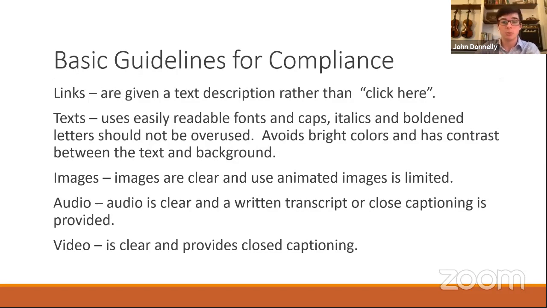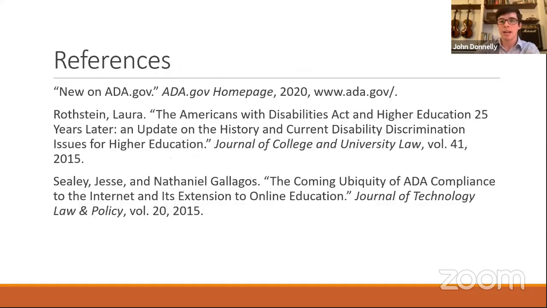And then you also want to make sure that audio is clear, and hopefully you can all hear me well. You also want to have a written transcript after the class, or closed captioning during the class, so that a student with a hearing impairment can fully get engaged in the class like any other student. And that's also echoed in what I put for videos.